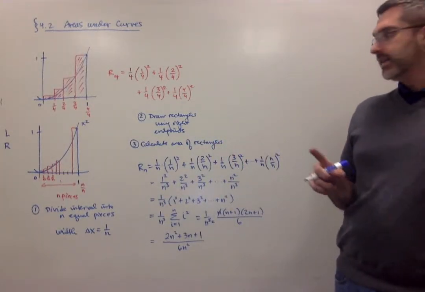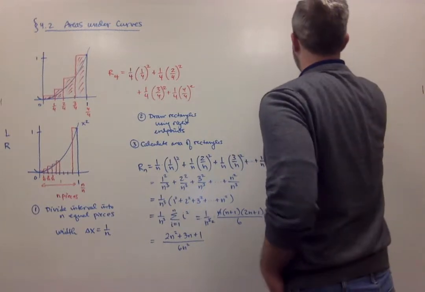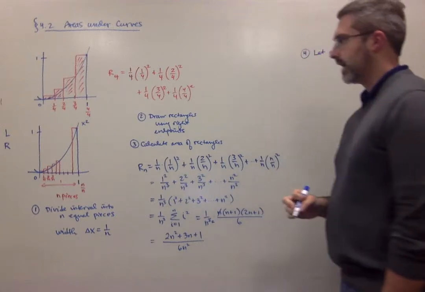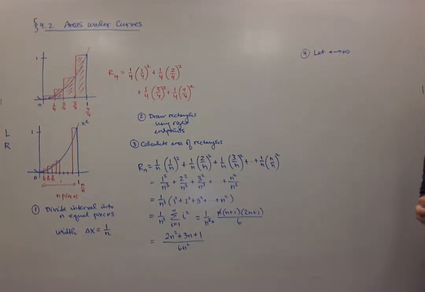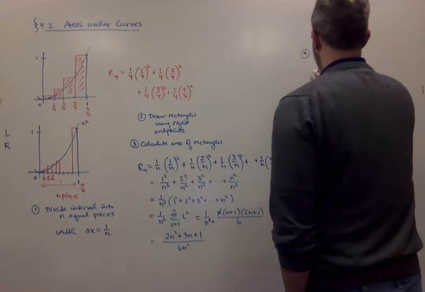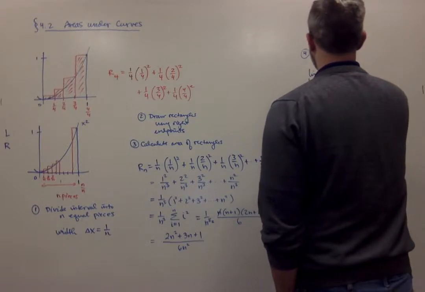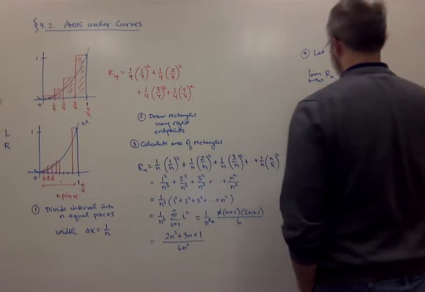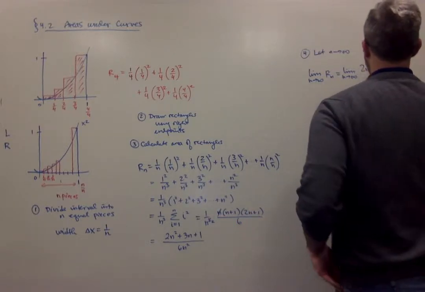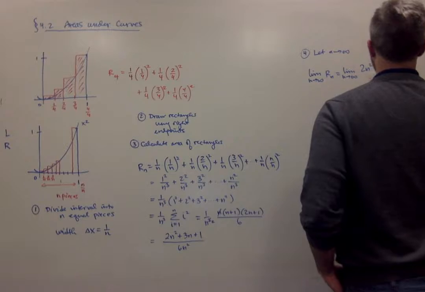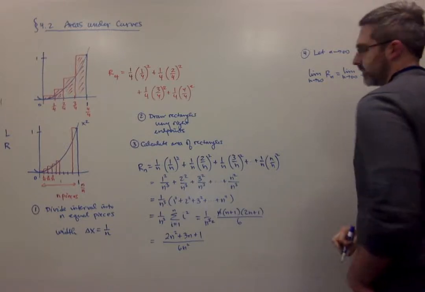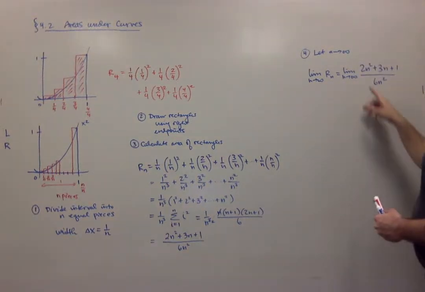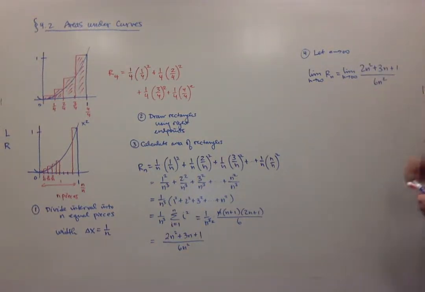The key thing now, the last step we're going to do, is we're going to let n go to infinity and see what happens. Okay? So if we take the limit as n goes to infinity of Rn, in other words, the limit as n goes to infinity of this thing, 2n squared plus 3n plus 1 over 6n squared, this should bring back the memory of, what do we do when we let n go to infinity, or we let x go to infinity?